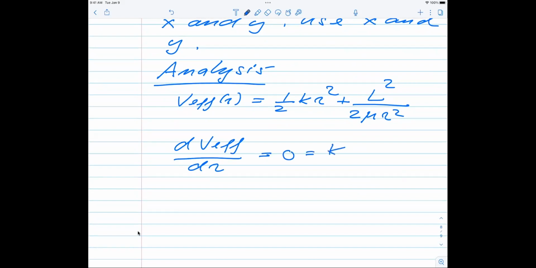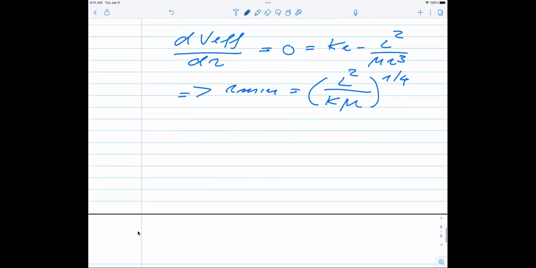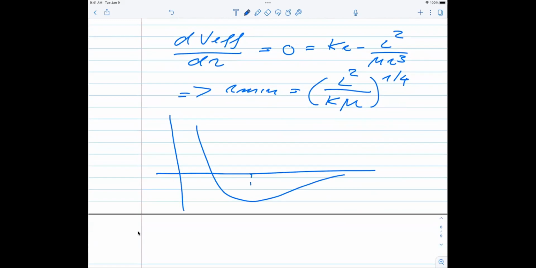I can then find that k times r minus L squared divided by mu r cubed. If you want that to be 0, that gives an r min, and it's actually a minimum because the function is convex. This gives an r min, which is given by L squared divided by the constant k times mu, to the power of 1 over 4. So when I now plug in here, and this is the last thing I'm going to do, this is where we have our minimum for the harmonic oscillator. So it's a little bit different from a standard harmonic oscillator.